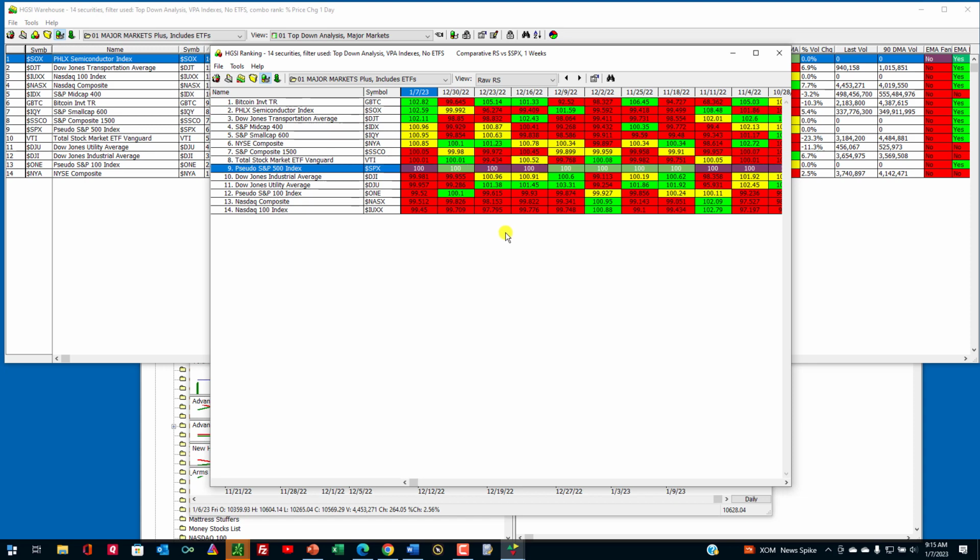As you go down here to the S&P 500, it's 100. That's the base. So anything above this outperformed the S&P, and anything below it underperformed. And even though there was a big day yesterday in the NASDAQ, over a week's time period, it underperformed. The NASDAQ underperformed the S&P, and the NASDAQ 100 also underperformed the S&P.